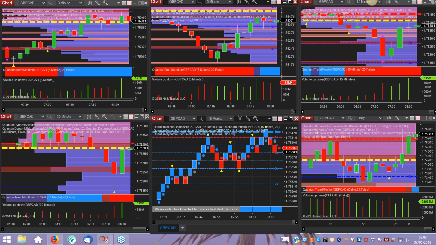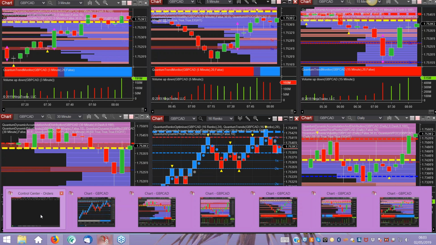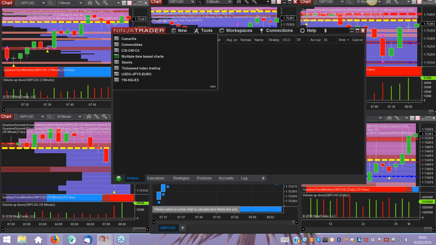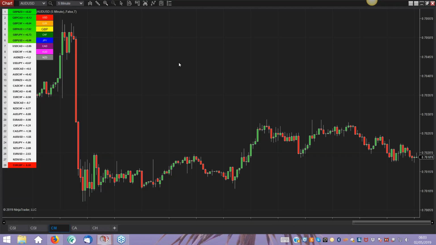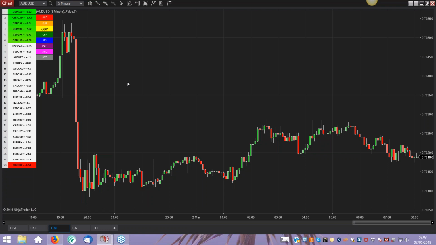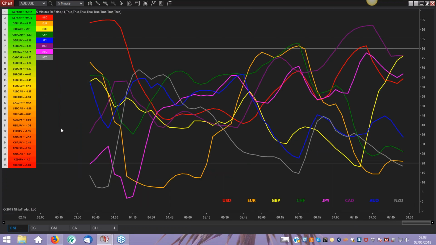So I've got the pound CAD up, which was not necessarily the strongest of all the pairs, but certainly one to consider. Just have a quick look at the CSI. This is the currency matrix on NinjaTrader, but it gives you the same information. This is on 5 minute.